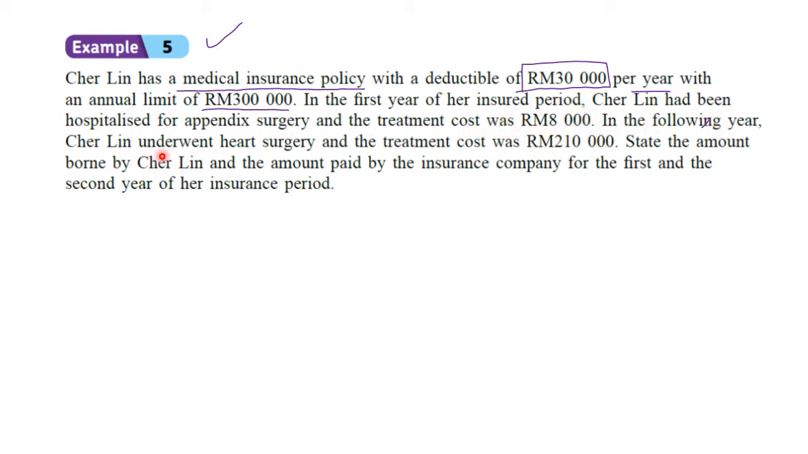The following year, he underwent heart surgery and treatment costing 210,000. Then state the amount borne by Chairlin and the amount paid by the insurance company for the first and second year of his insurance period. Okay, let's see.